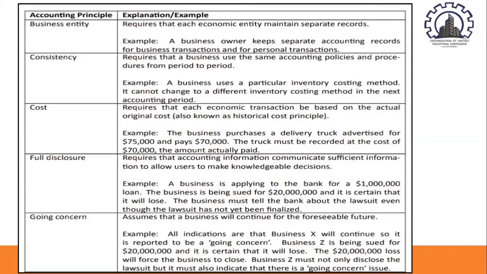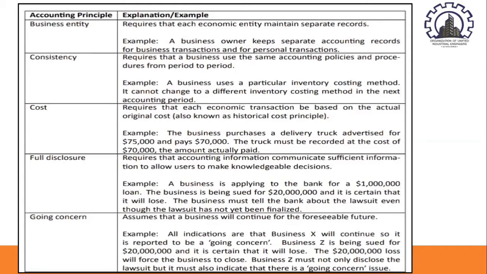Okay, and therefore you should be using $70,000 instead. And another accounting concept or principle would be full disclosure. Full disclosure requires that accounting information communicates sufficient information to allow users to make knowledgeable decisions.